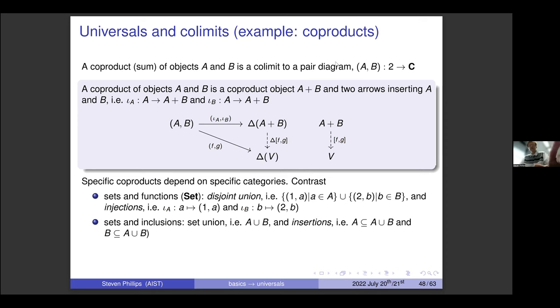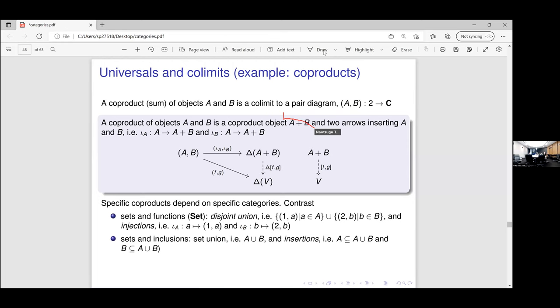What's not shown here is the diagonal functor. So this is a functor going from here to here, and it's the diagonal functor. Now, in this case, the diagonal functor is very simple. It's just a doubling. So this thing here is just a pair, A plus B, and the reason for that is that on the left-hand side, the category is a category of pairs.